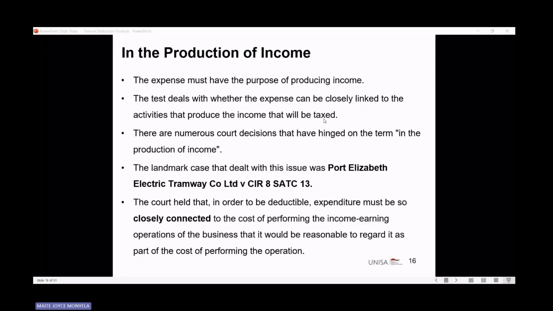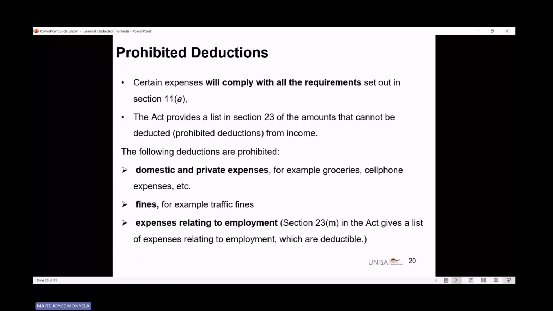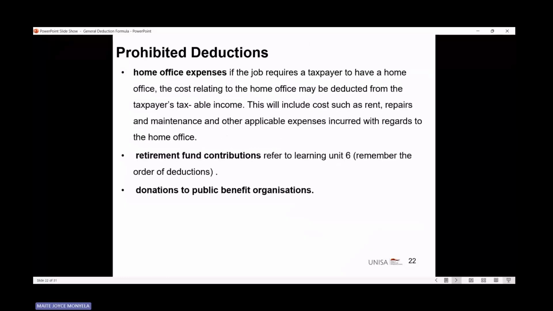Again, there are court cases that you can go through. The electricity case deals with expenditure that must be closely connected or closely linked to the activity of producing income that is taxed. So in our question, we have the 150, the 800,000 and the 158,000. Are they closely linked to the activities? Let's see.